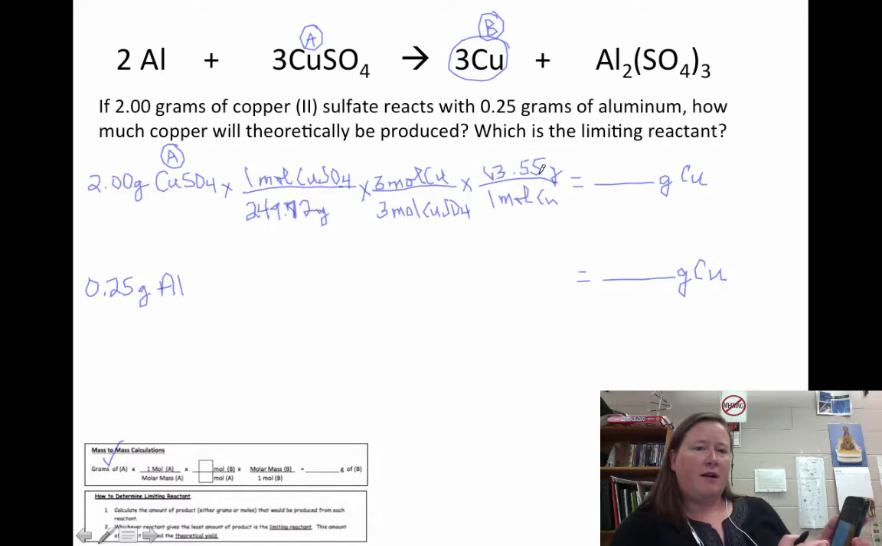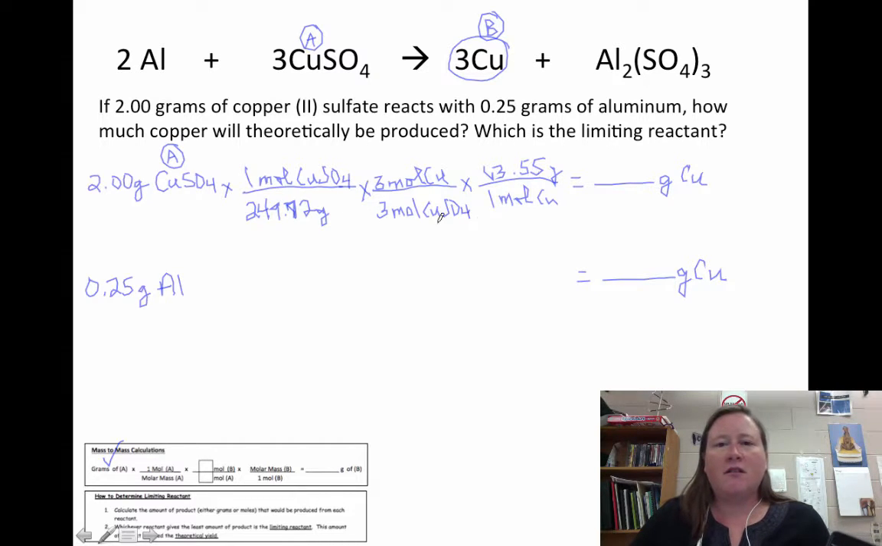And my calculator does this: 2.00 divided by 249.72 times 3 divided by 3 times 63.55. I get 0.509 something, so this is going to round to 3 sig figs, 0.509 grams.